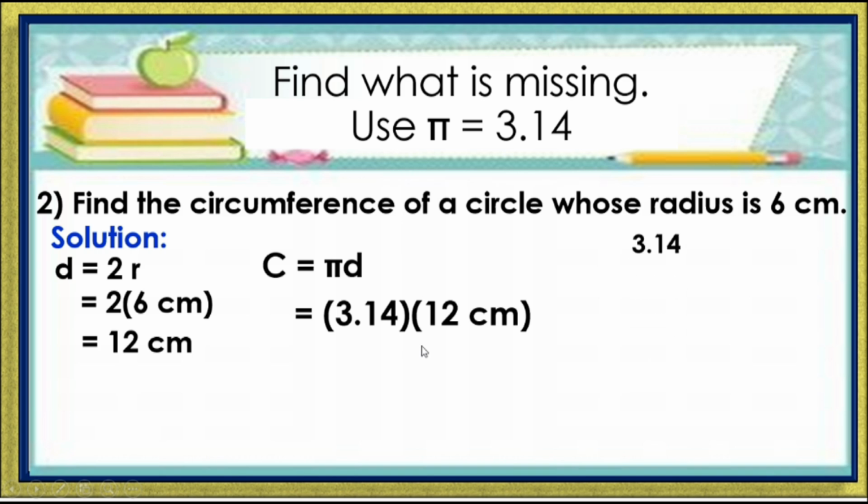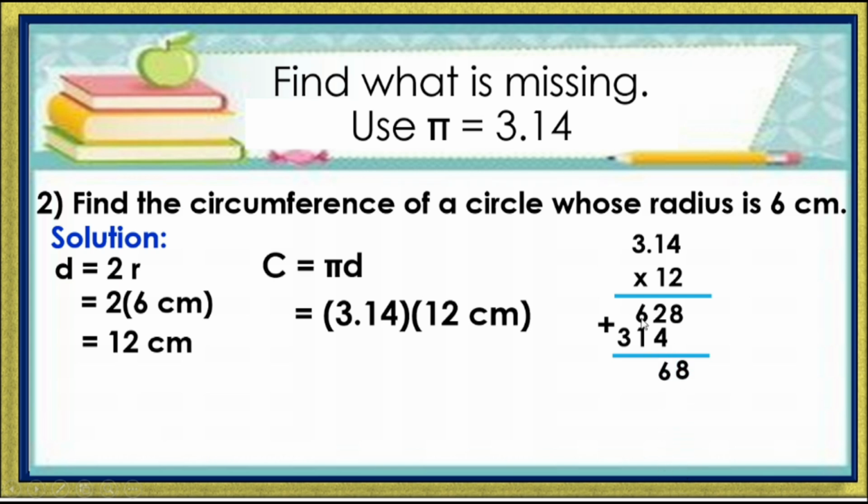Now, multiply it. 3.14 multiplied by 12. Let's multiply it. 2 multiplied by 4, the answer is 8. 2 multiplied by 1, the answer is 2. 2 multiplied by 3, the answer is 6. Then, 1 multiplied by 4, the answer is 4. 1 multiplied by 1, the answer is 1. And 1 multiplied by 3, the answer is 3. And added all together, bring down 8.